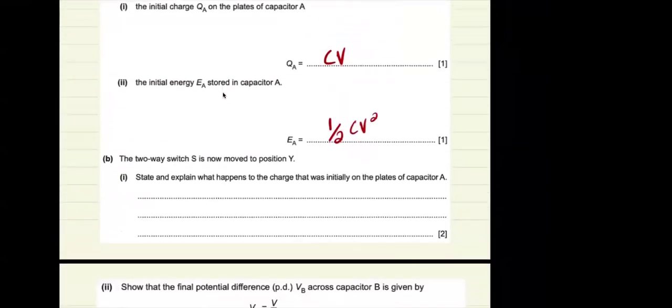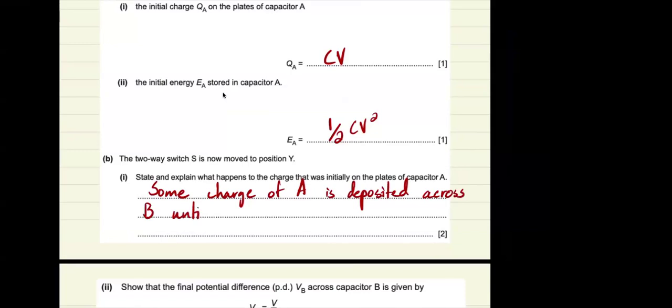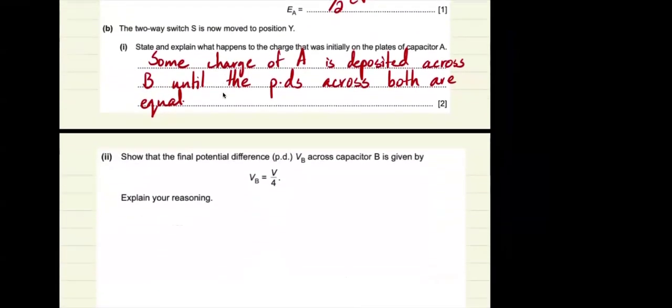So what I'll say here is this: some charge of A is deposited across B until the potential differences across both are equal. Because you know that what dictates current flow, or similarly flow of charge, is a potential difference. If there is no potential difference, there would be no flow of charge either. So there would be no current.